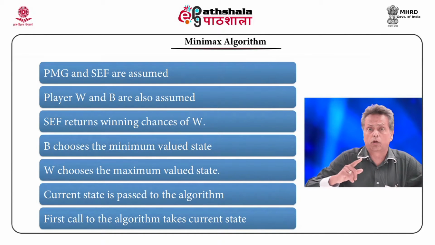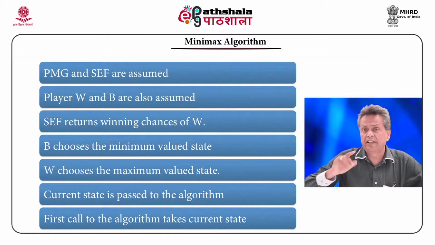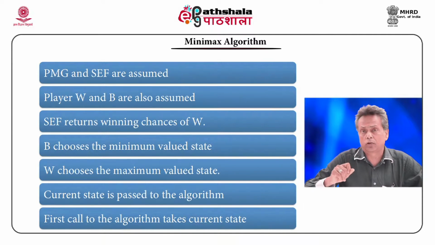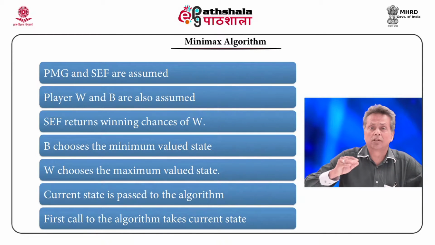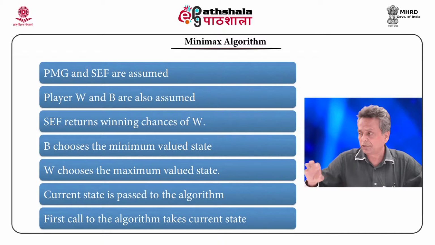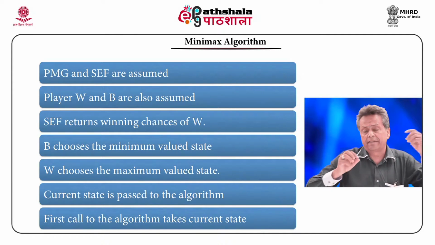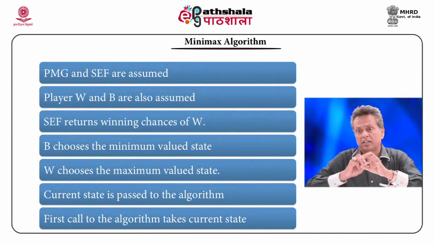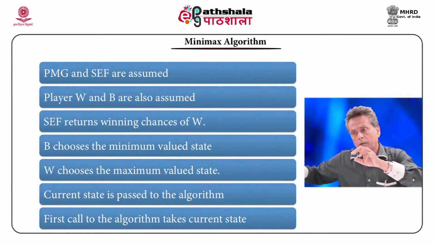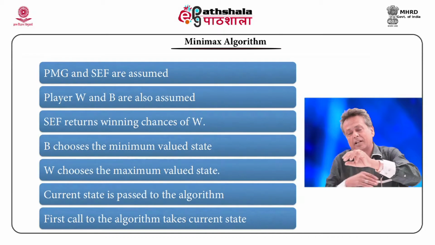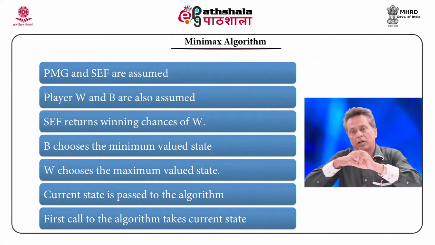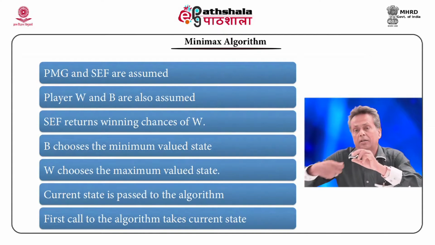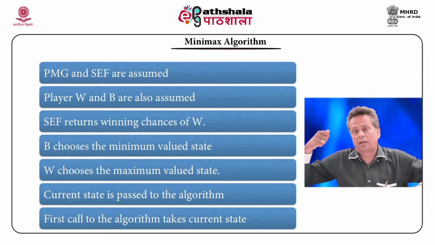SEF returns what? SEF returns the winning chances for player 1, not player 2. Obviously player B, or player 2, chooses the minimum value of the static evaluation function. Every time I have to take a move, the current state is given to the algorithm. It looks at all possible moves, next moves and next to next moves and so on, as long as time permits, and once it is done, it will return which move is better for me. I'll pick up that move.